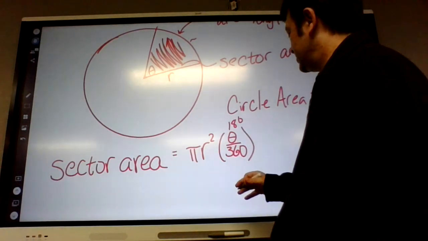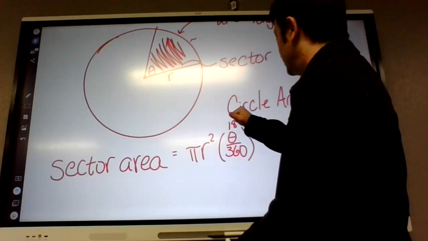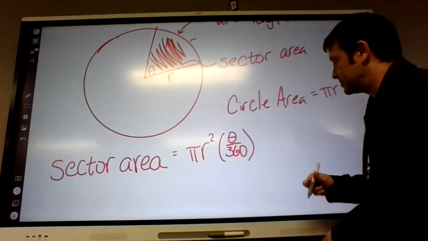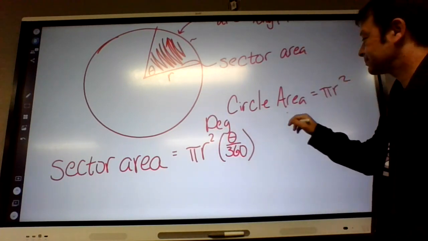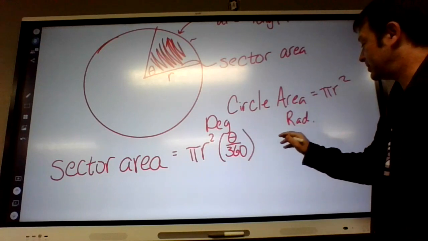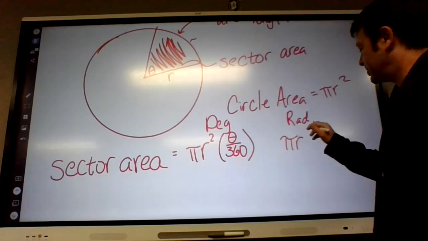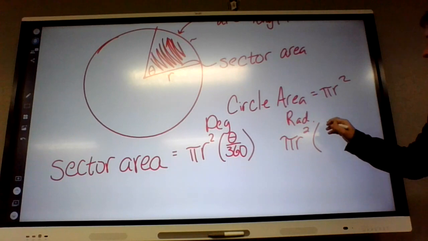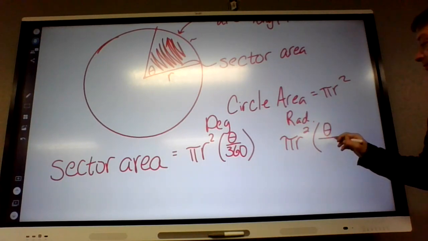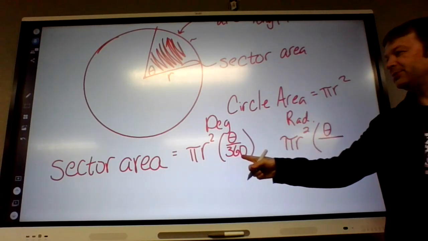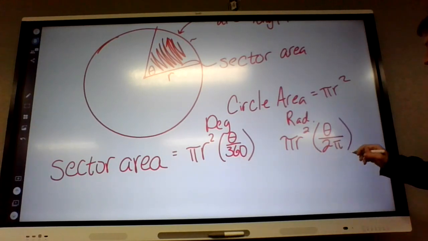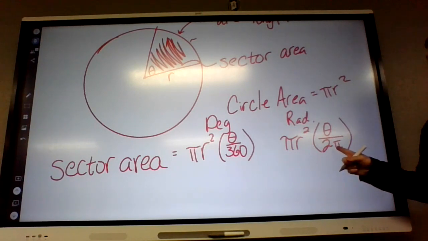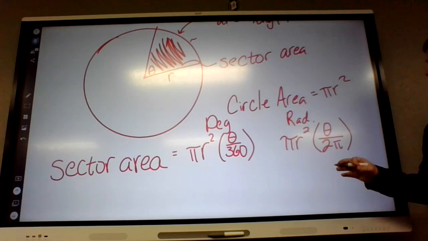Okay, that is in degrees, but we also need it in radians. So, here, let's do this. For radians, it's pi r squared times theta out of, instead of 360, what's 360 in radians? 2 pi. So, this is going to simplify a little bit. This is kind of why they made radians. You guys know how this is going to simplify?